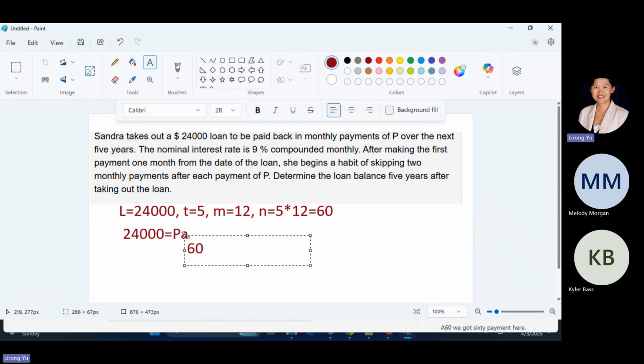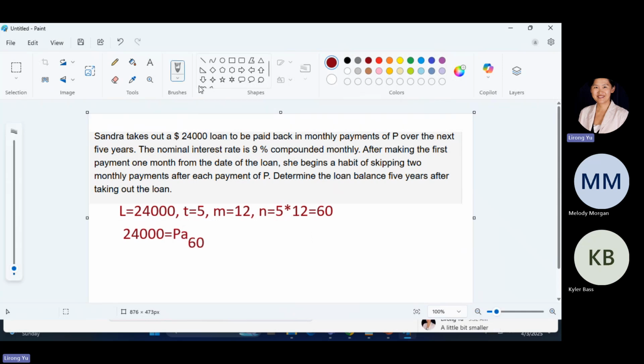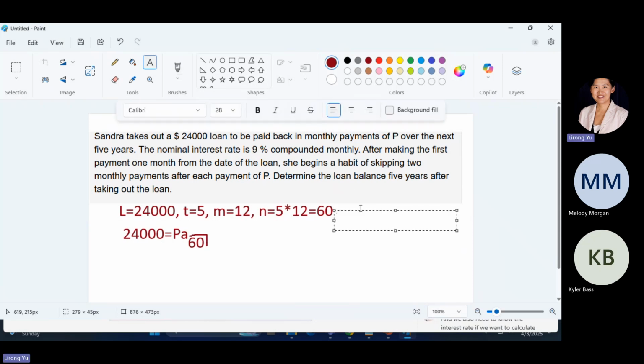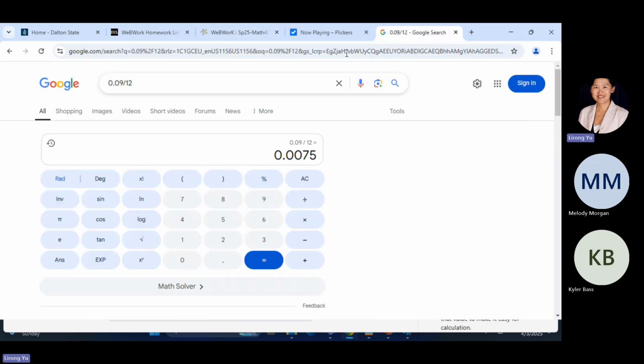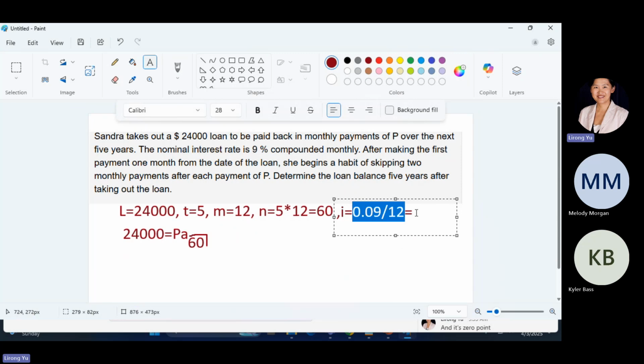It's easier to make it a little bit smaller, A 60. And we also need to know the interest rate if we want to calculate the A value. In this question, it says that the interest is 9% compounded monthly. So the actual interest is going to be 0.09 divided by 12. We should be able to find that value to make it easy for the calculation, and it's 0.0075.